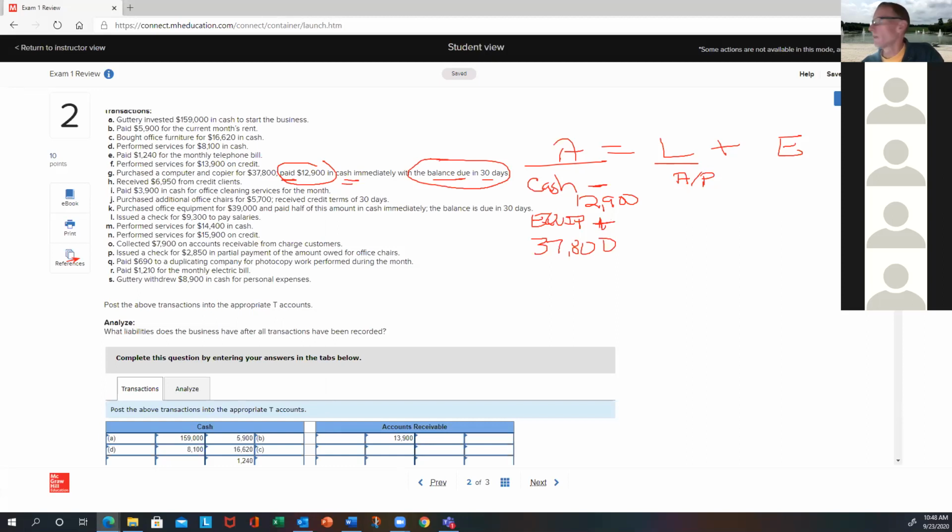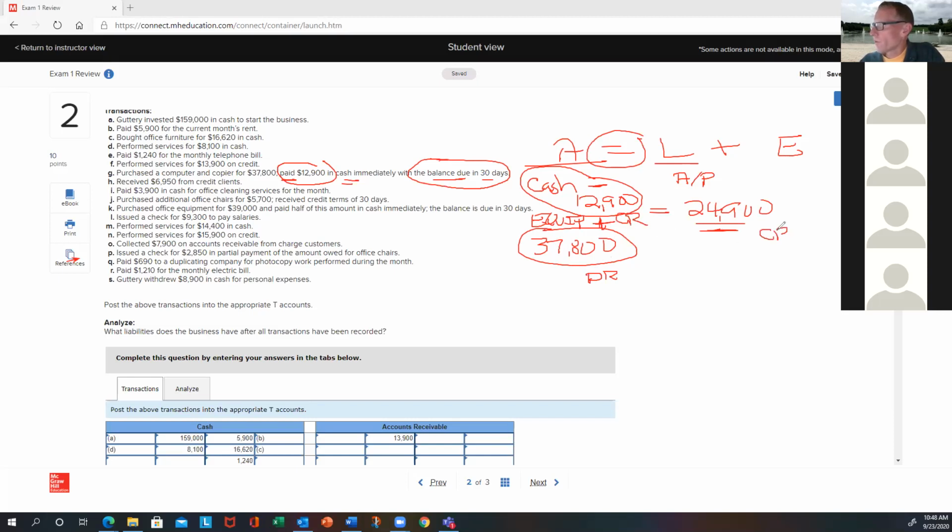It should be 24,900 because remember, if I have an increase of 37,800 and a decrease of 12,900, that difference is 24,900. And so to make this equation equal, I have to put that into the other side of the equation. Otherwise, the equation wouldn't balance. So in this case, you would be debiting equipment, you'd be crediting cash, and you'd be crediting accounts payable. Because in this case, you're increasing your accounts payable.